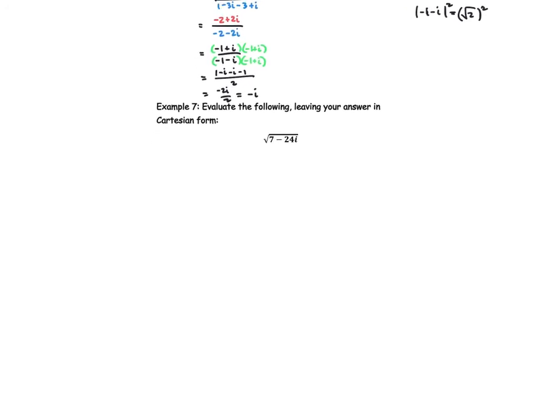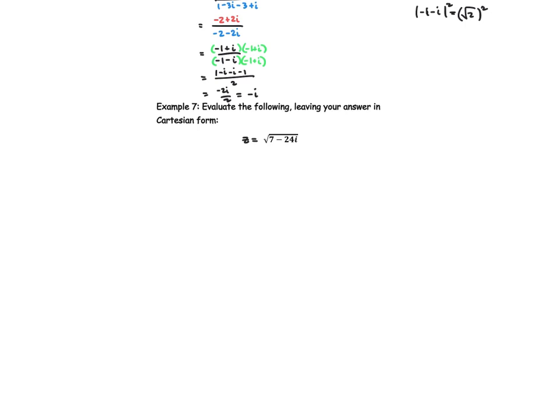It says evaluate the following. Leave your answer in Cartesian form. The square root of a complex number. What the heck? Okay, so let's call this complex number z, right? And I want to find the a plus bi Cartesian form of this answer.